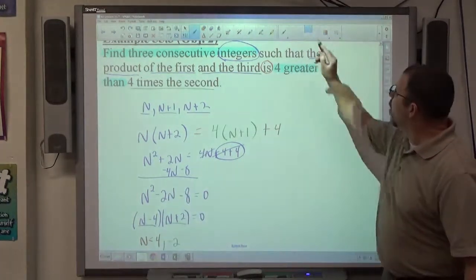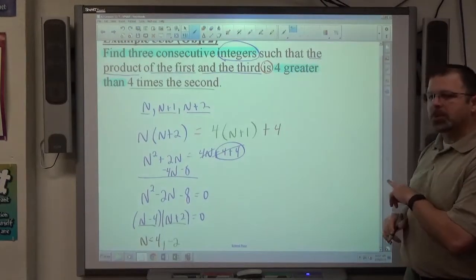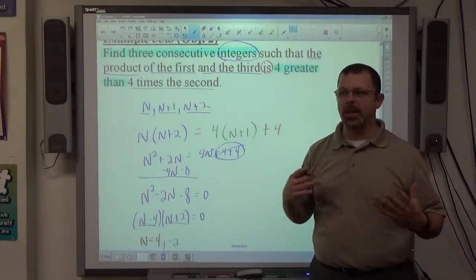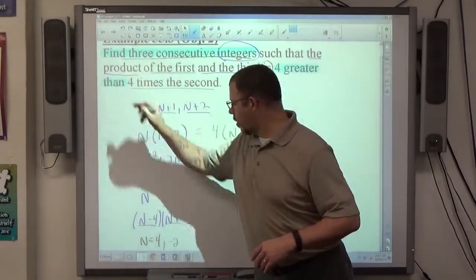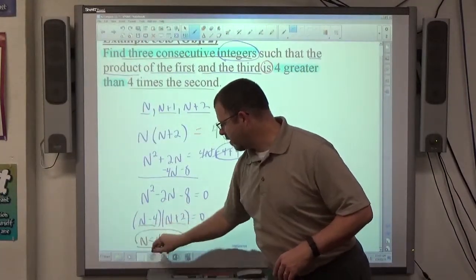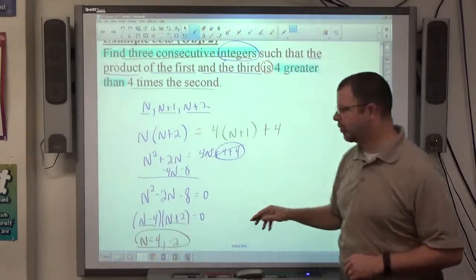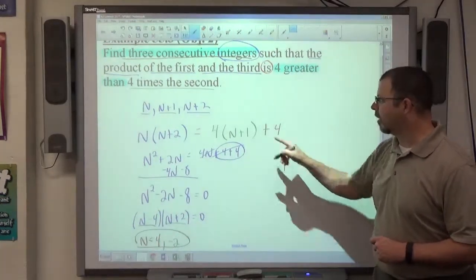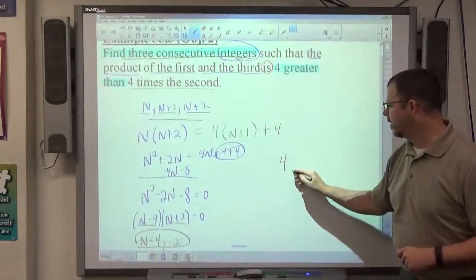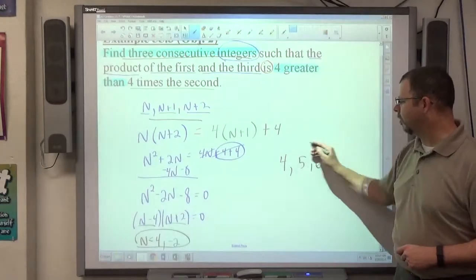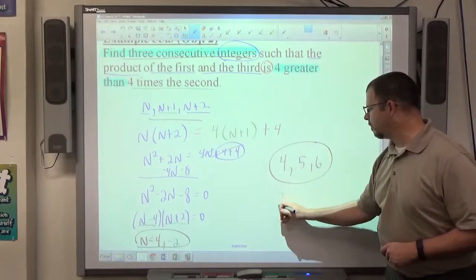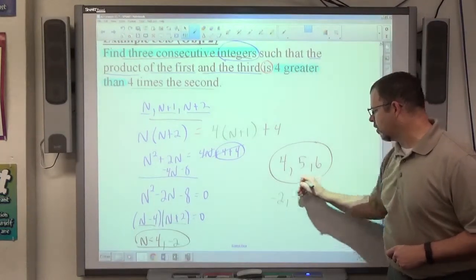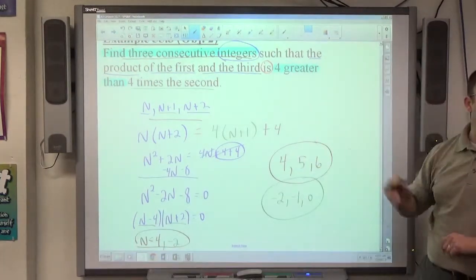All right, so what I want you to see, though, is n equals those two answers. A lot of times people are content that they circled it, they're done. But we're trying to find three consecutive integers. All we did was find the first. There's two different firsts here. So the first is 4, and we apply this pattern. We're going to go up by 1 and up by 2. There's one set of answers. The other answer is -2. If I add 1 and add 2, I get those answers. Both of those are correct.